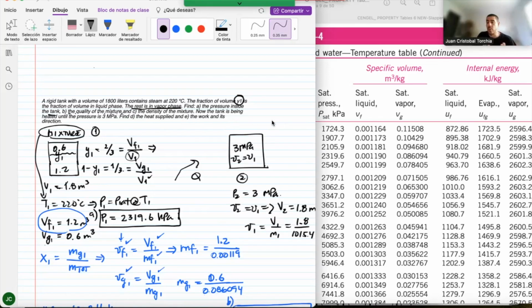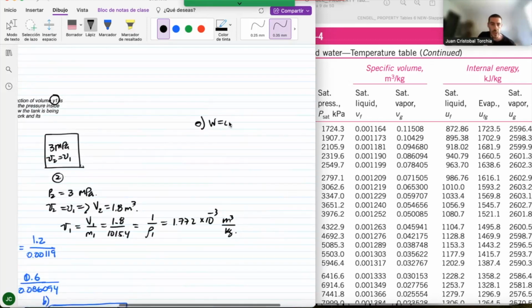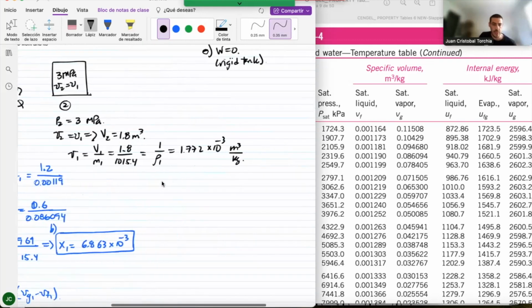Okay, so I'm going to do E first, the work part. The work part equals 0. That's pretty simple. Why? Because this is a rigid tank, so I will not care too much about that. But for the D part, I need to put this. So D, delta U equals Q minus W. If you're going to follow this sign convention, W is 0. Therefore, I need to calculate delta U if I want to get Q.